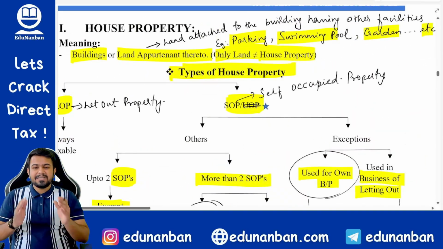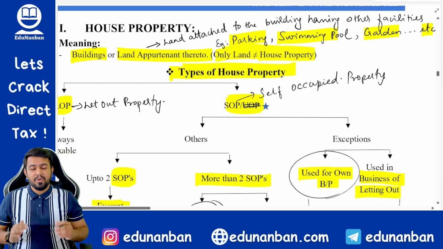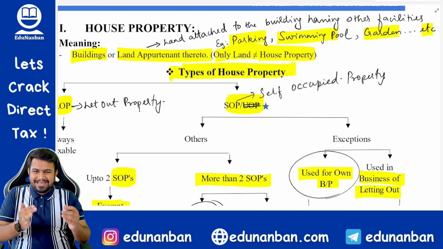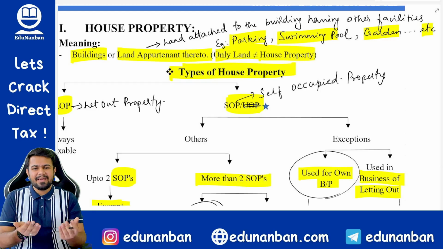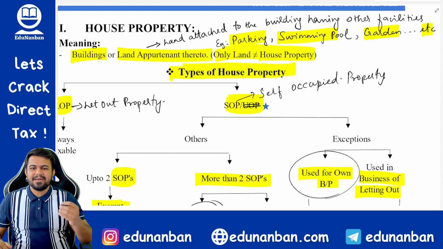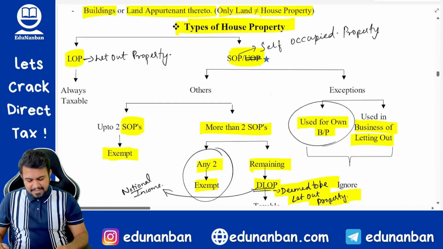House property means building or land appurtenant thereto. Building means permanent structure. Land appurtenant means land or facilities or features that are attached to the building, for example, parking lot, swimming pool, garden, statues, etc. All these are land appurtenant.